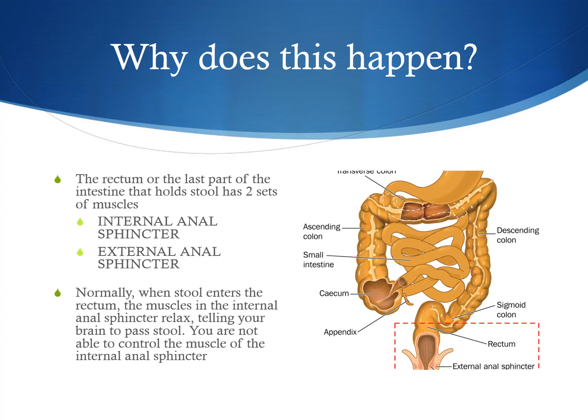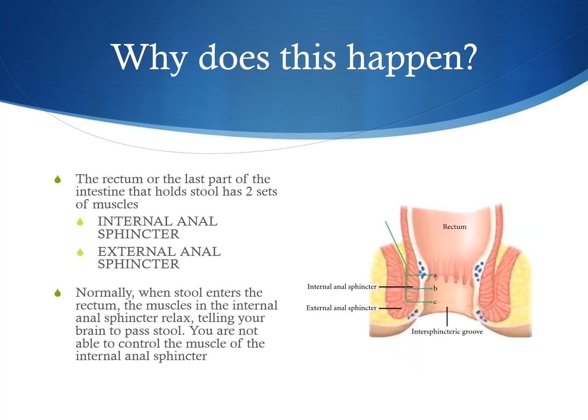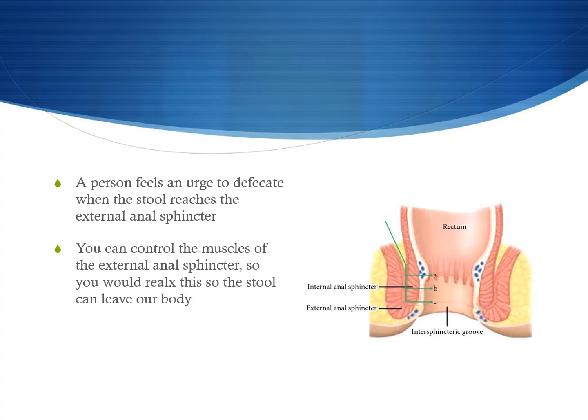So the rectum, or the last part of the intestine that holds the stool, has 2 sets of muscles. One is the internal anal sphincter, which is labeled the inner muscle here, and the external anal sphincter or the outer muscle. Normally, when stool enters the rectum, the muscles in the internal anal sphincter relax, telling your brain to pass the stool, so you are not able to control the muscle of the internal anal sphincter. A person feels an urge to defecate when the stool reaches the external anal sphincter or the outer muscle. You can control the muscles of the external anal sphincter, so you would relax this so the stool can leave our body.